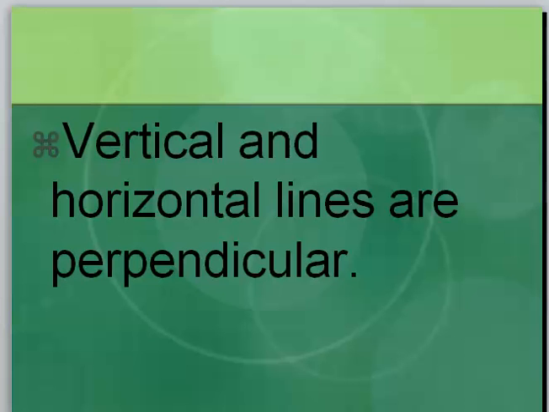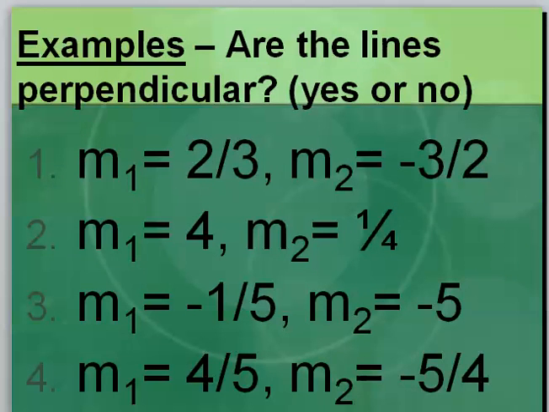Vertical and horizontal lines are perpendicular, so anytime you have a slope of 0 and a slope that's undefined, those are going to be perpendicular. Perpendicular lines have slopes that are opposite reciprocals. Remember, you need to have opposite signs. One is positive, one is negative, and they're reciprocals. One is flipped over from the other.